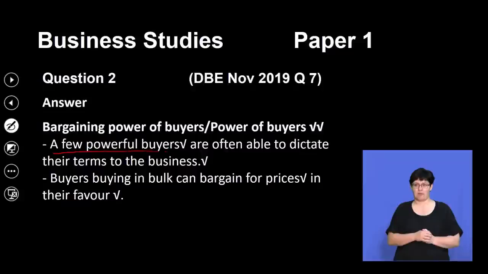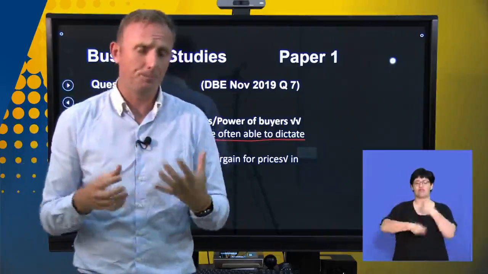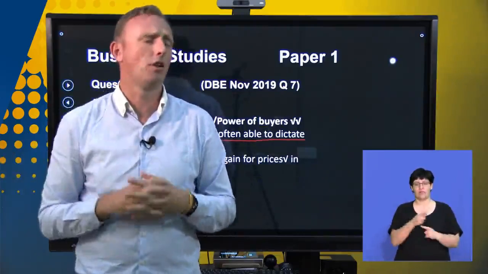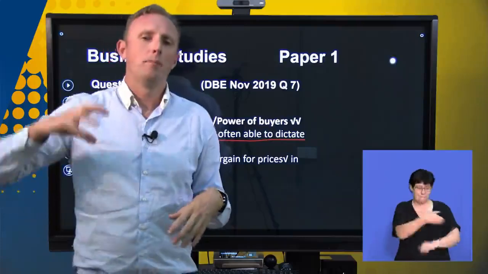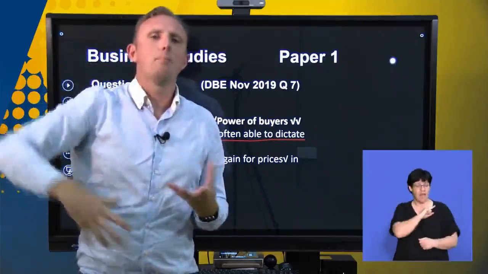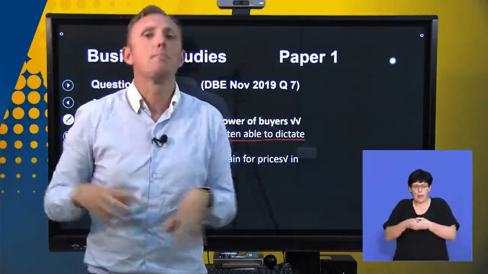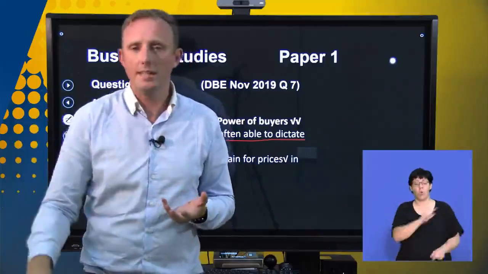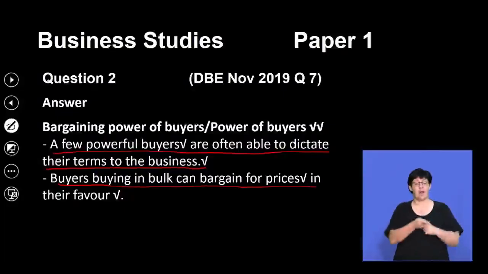A few powerful buyers are often able to dictate their terms to the business. If I use the retailers as an example, there's essentially only a handful of retailers in South Africa. They've got a lot more power because they are buying in bulk. They're buying millions of units at a time. Even though there's only a small group of them, they have a lot of power, because if your product isn't in one of those retailers, you are losing out on a massive part of the market that you could be selling your products to. Buyers buying in bulk can bargain for prices in their favor.